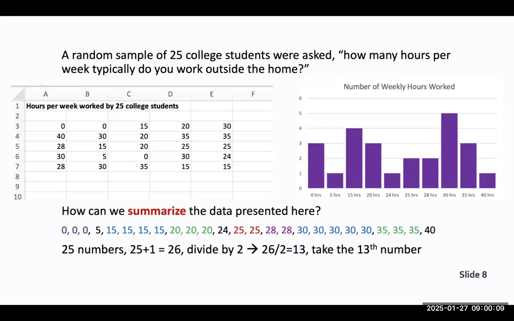So instead of looking to the left and to the right and trying to find the middle term, I'm just going to count to 13 and I'm going to take that number. The 13th number has 12 pieces of data to the left and 12 pieces of data to the right. And that is the median. The median is 25. This is another statistic. It summarizes the data here.